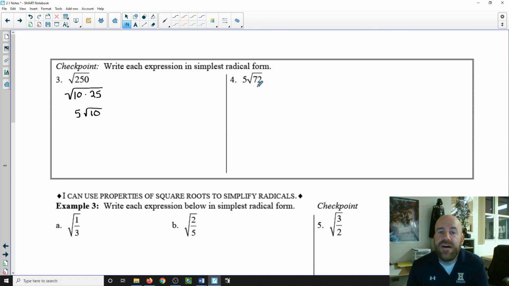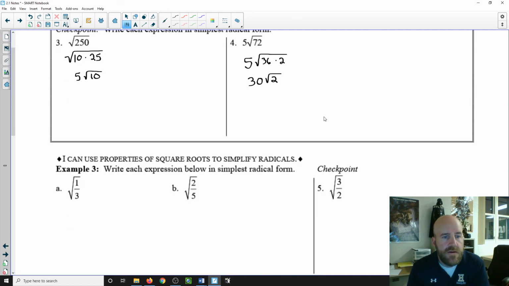And then 5 times the square root of 72. 72 can be broken up into 36 times 2. Square root of 36 is 6. We're going to do 6 times 5. So we get 30. And then root 2, we can't take the square root of 2, so that just stays inside.